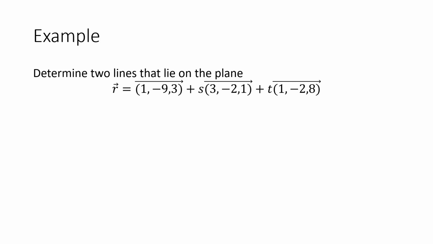Now, we're going to determine two lines that lie on this plane. This is definitely a plane because we've got a position vector. There's no parameter in front of that. And we also have two direction vectors with different parameters in front. So we know that that is definitely a plane, and the direction vectors are non-collinear.